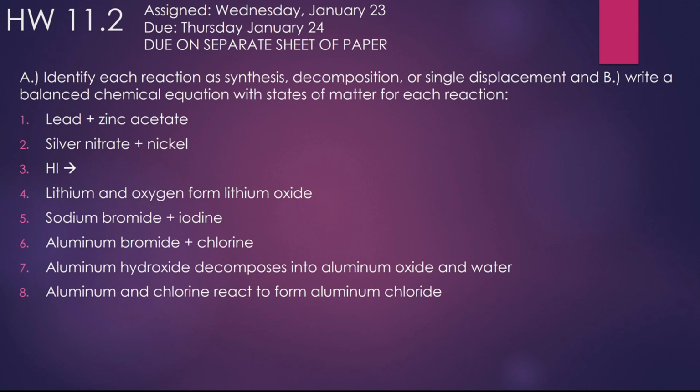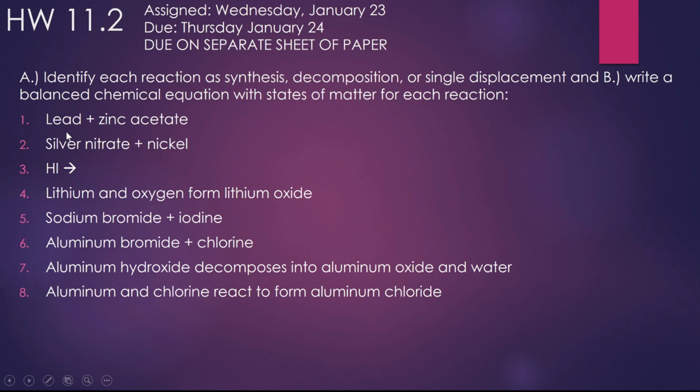So here's your homework for this evening. First step, identify. You have 3 types of reactions to work with now. Are you working with a synthesis, a decomposition, or a single displacement reaction? It can be single displacement or single replacement. Either way works. Secondly, write your balanced chemical equation by predicting your products and add your states of matter for each reaction.